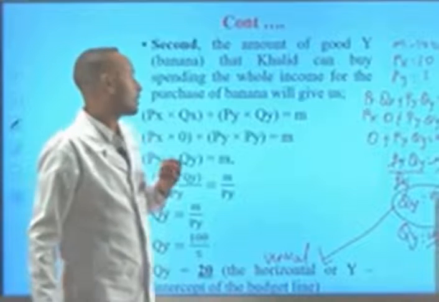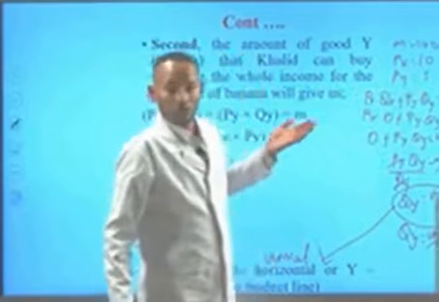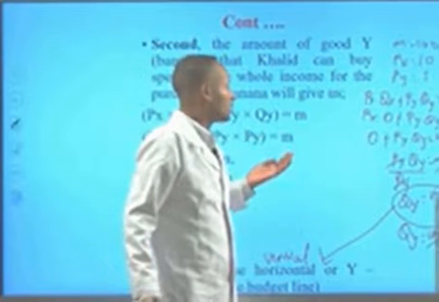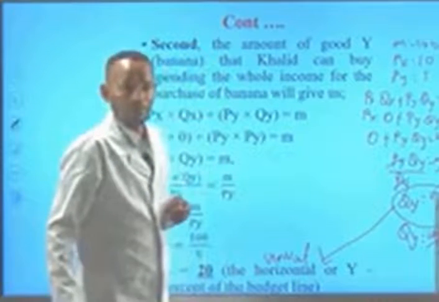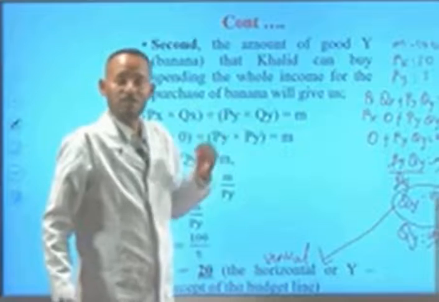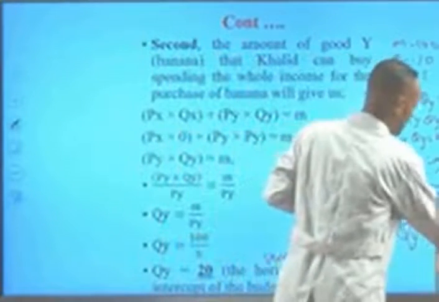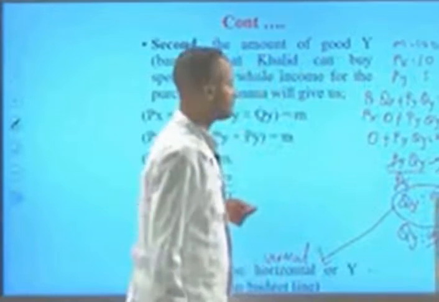This is the vertical intercept of the budget line, or the y-intercept of the budget line. You have 100 birr, and the price of a kilogram of orange is birr 10, and the price of commodity Y, or the price of a kilogram of banana, is birr 5. Hence, if you spend the whole 100 birr on the purchase of banana, you can buy 20 kilograms of bananas.